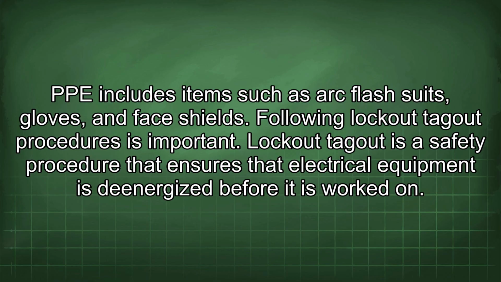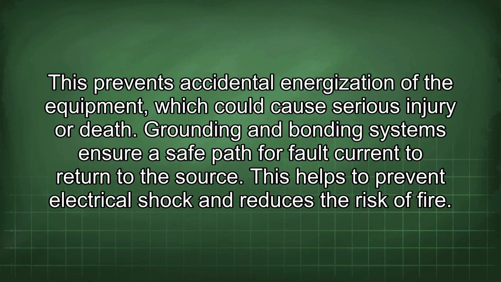Following lockout-tagout procedures is important. Lockout-tagout is a safety procedure that ensures that electrical equipment is de-energized before it is worked on. This prevents accidental energization of the equipment, which could cause serious injury or death. Grounding and bonding systems ensure a safe path for fault current to return to the source. This helps to prevent electrical shock and reduces the risk of fire.